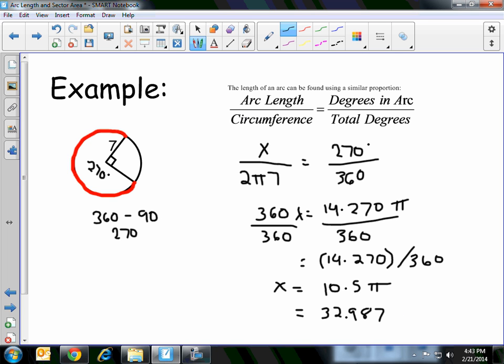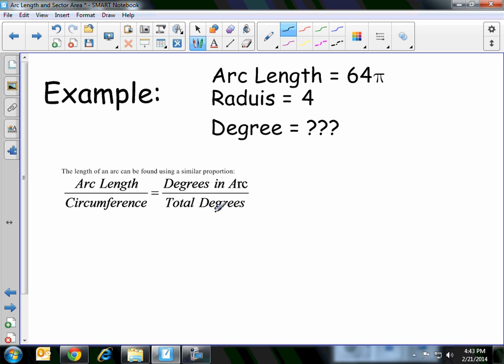The last type of problem is one where, again, you don't even need a picture, and they give you the answer for the arc length. They tell you the radius, or they may even tell you the degree, and they want you to solve for the radius or vice versa. And you solve. So I think there's a typo here. Whoops. So here's what we're going to do.